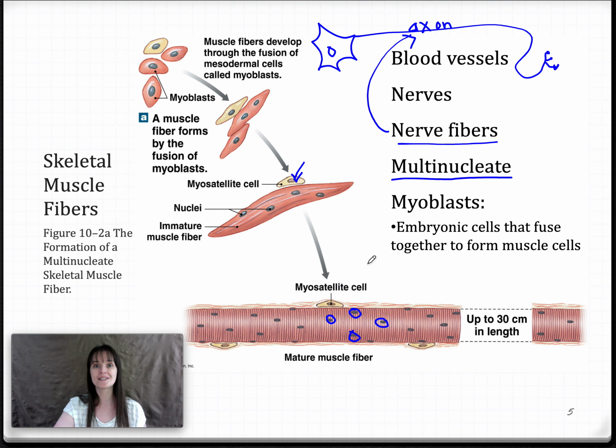It's called a 50-cent word because you have to pay more. On a telegram, you used to have to pay by the word, and multinucleate is a big word, so you had to pay more. So, 50-cent word.